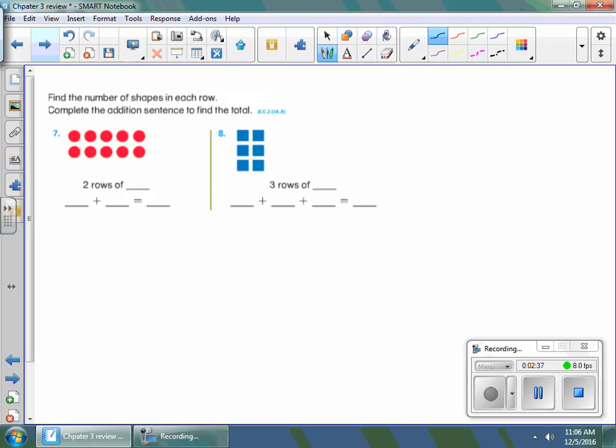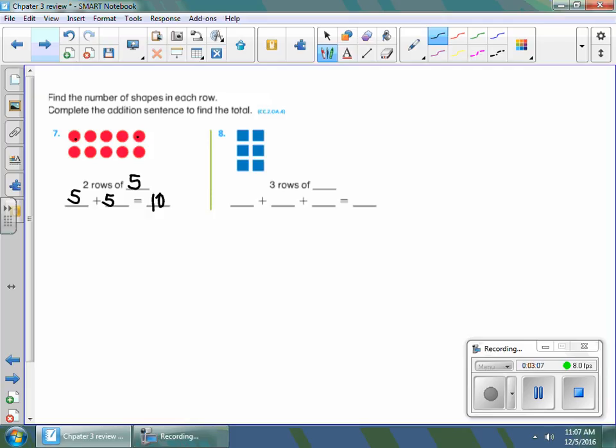Find the number of shapes in each row. Complete the addition sentence to find the total. So we see here we have 2 rows. Remember, rows go from left to right, not up and down. We have 2 rows here, and in each row there are 1, 2, 3, 4, 5 red circles. So 2 rows of 5. So we can add the 5 from the first row to the 5 in the second row. 5 plus 5 equals, Maya? Good. So there are 10 red dots altogether.